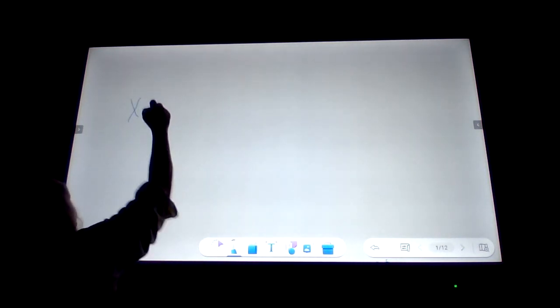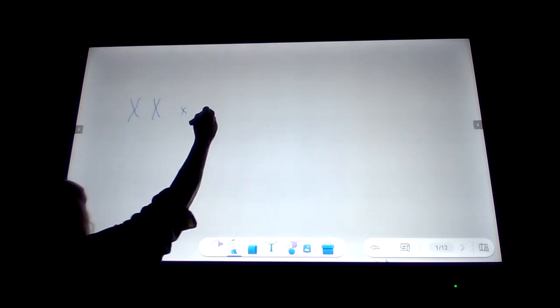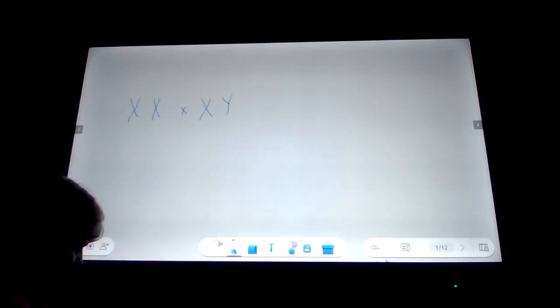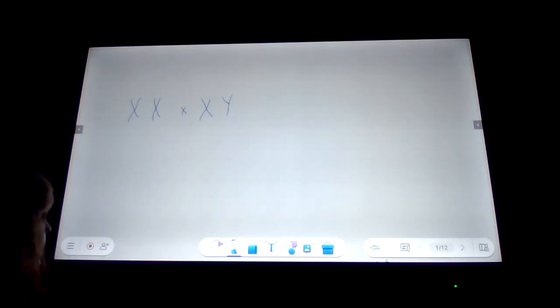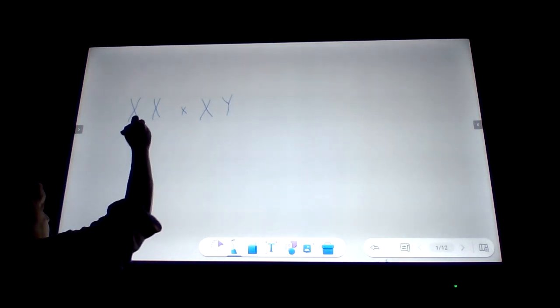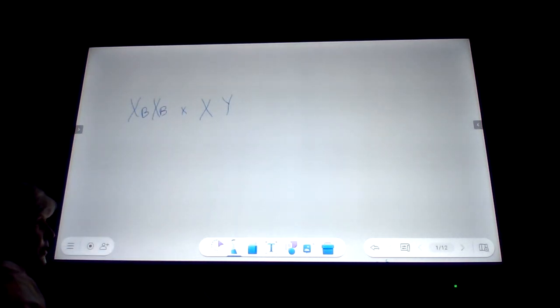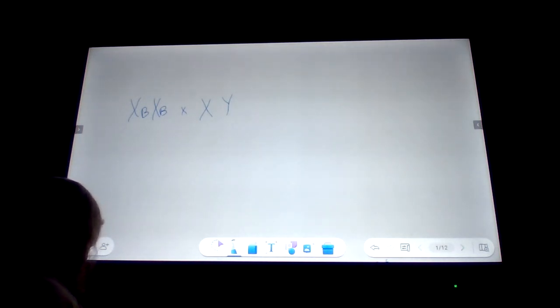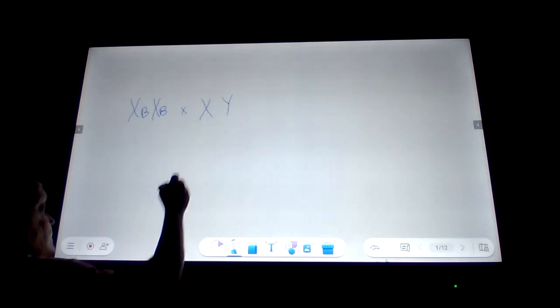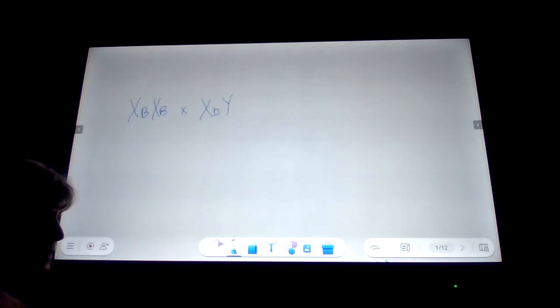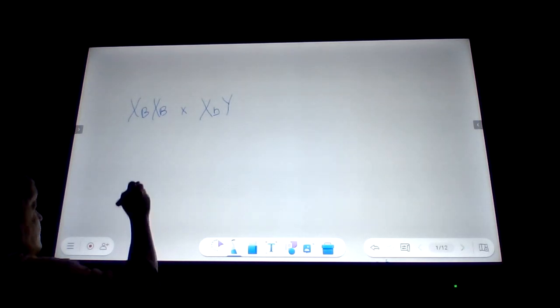So here's mom, and here's dad. Okay, it says mom is normal. So if she's normal, that means she's got to be big B, little b. Excuse me, big B, big B, because we just said that normal had 2 dominant alleles. Our man is colorblind, so he's going to be little b, because that's a recessive allele, which shows that he has that trait.